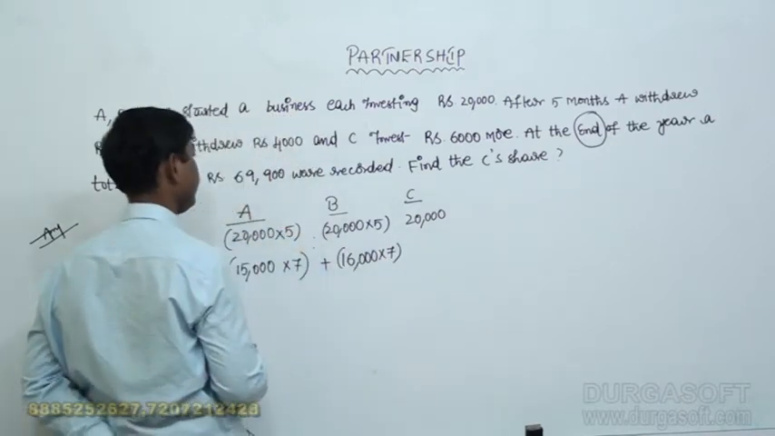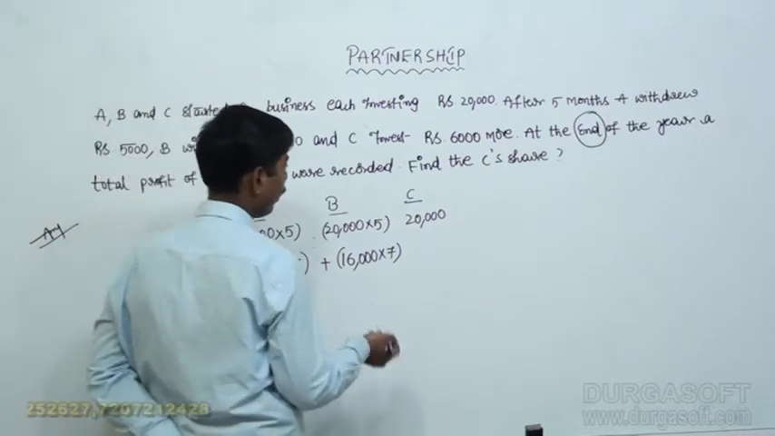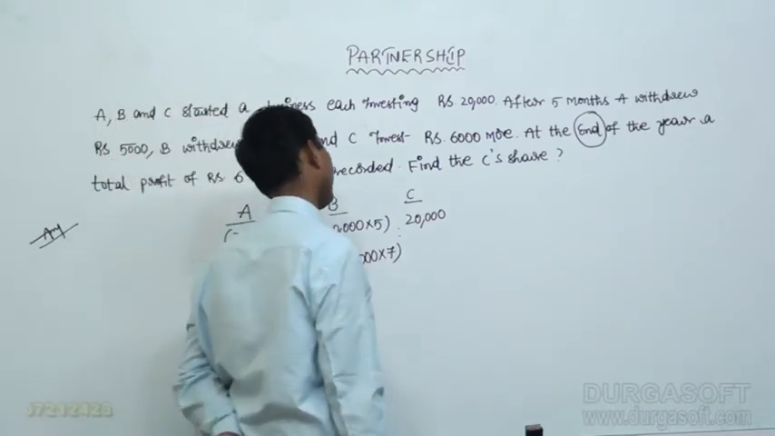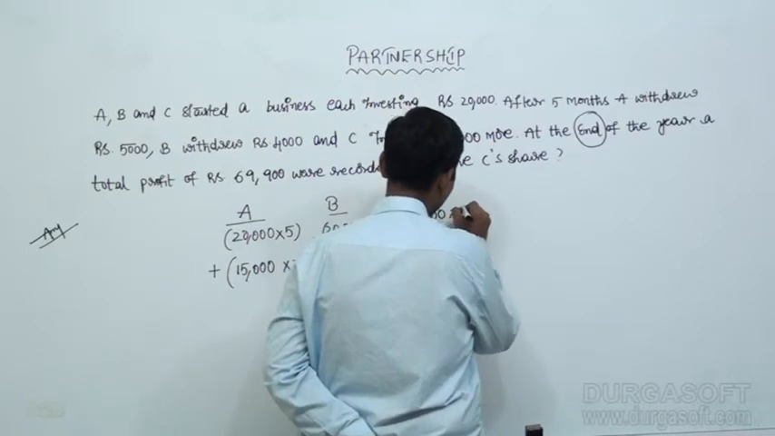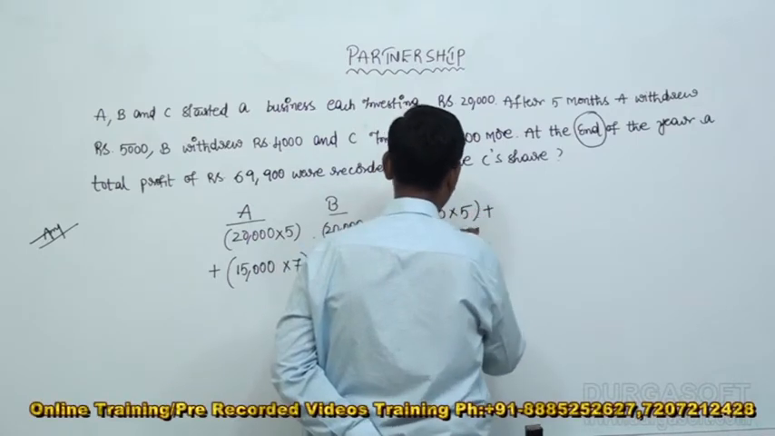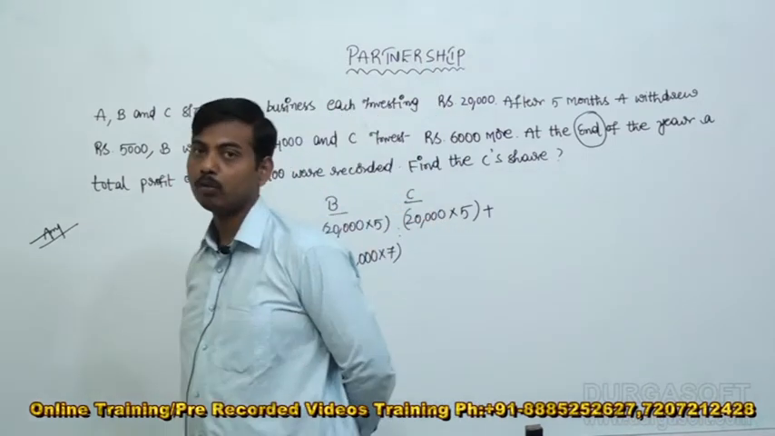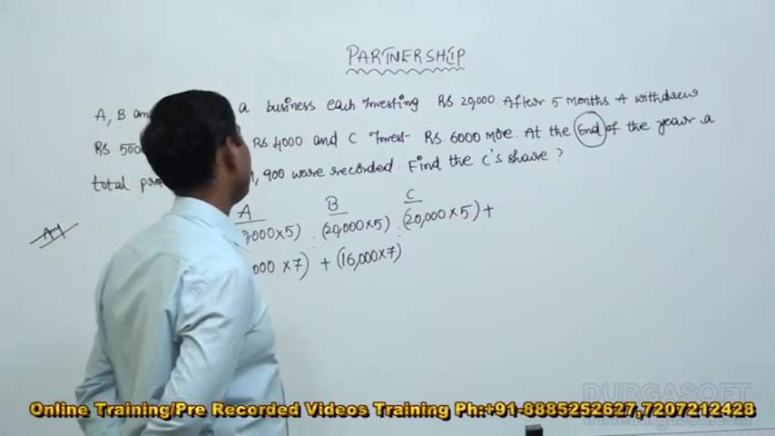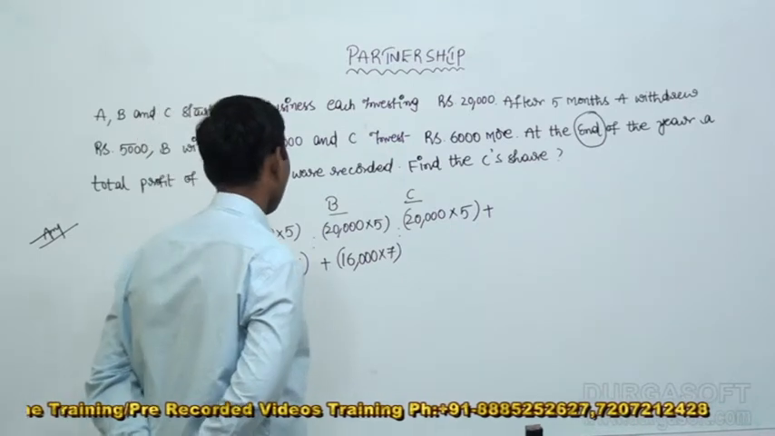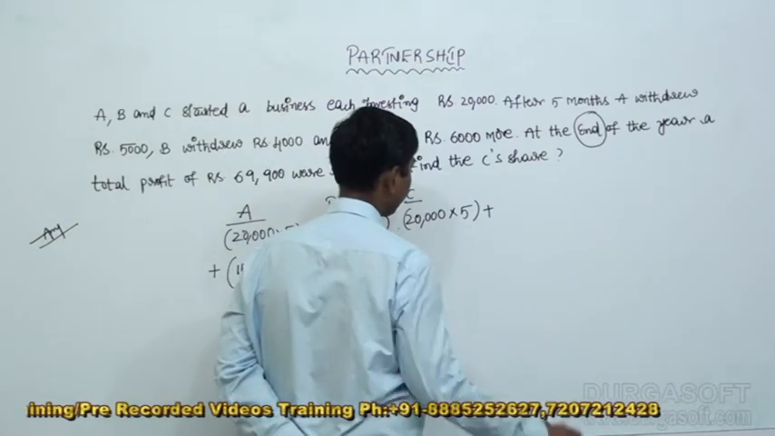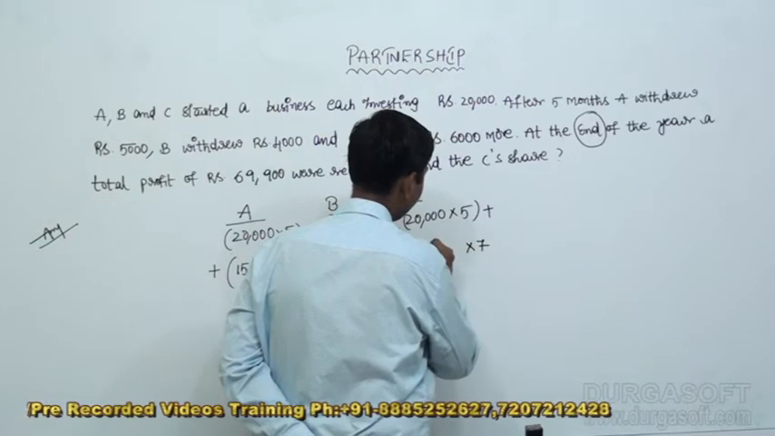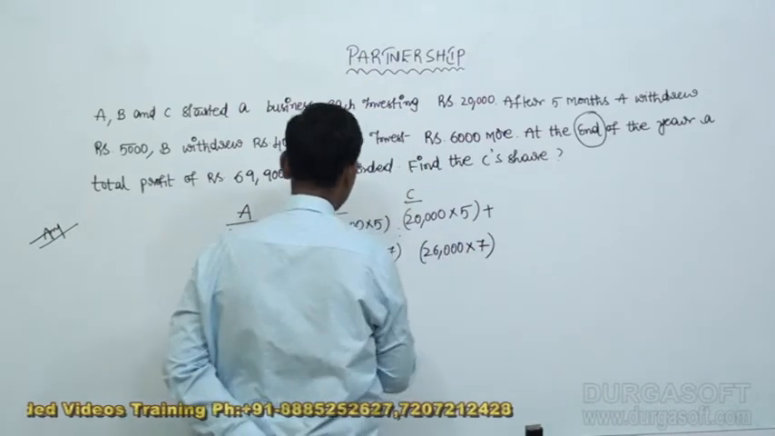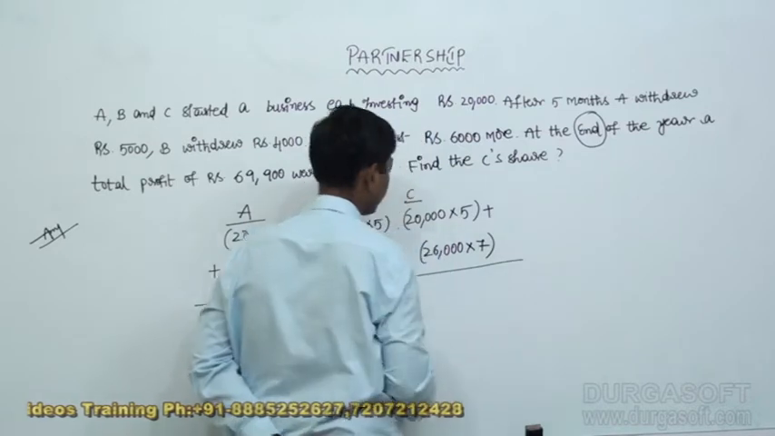When I talk about Mr. C here, Mr. C's situation is different compared to A and B's situation. After 5 months, C has invested how many rupees of more investment into the business? Up to 5 months, C's investment in the business should be 20,000 only. After 5 months, C has additionally invested 6,000 rupees into the business, all right. And what should be the investment of C for the remaining 7 months, my dear guys? Here, the investment of C for the remaining 7 months should be 26,000 only. This is the information we got, especially from this question itself.